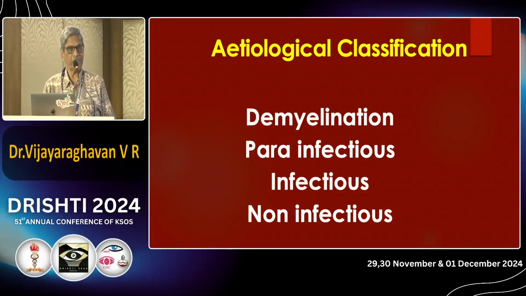Then we have para-infectious. What is para-infectious? That means I gave vaccination to the patient, and the patient develops neuritis. That's called para-infectious. Infectious, we have tuberculosis, syphilis, viral infections, so many infections are there. They are all coming under infectious.